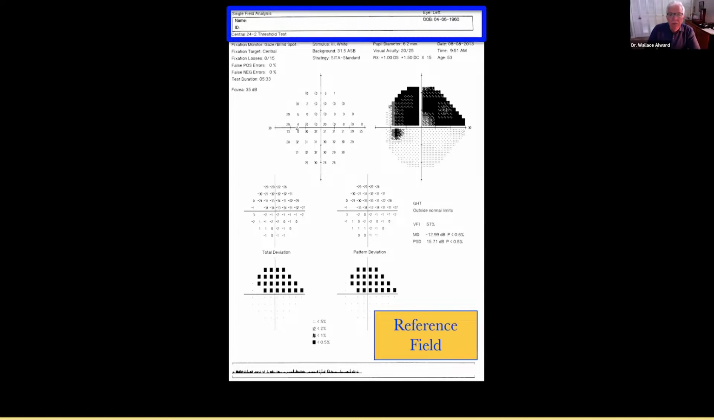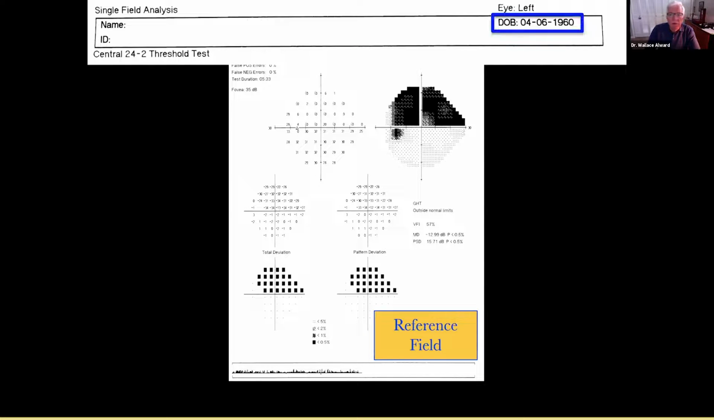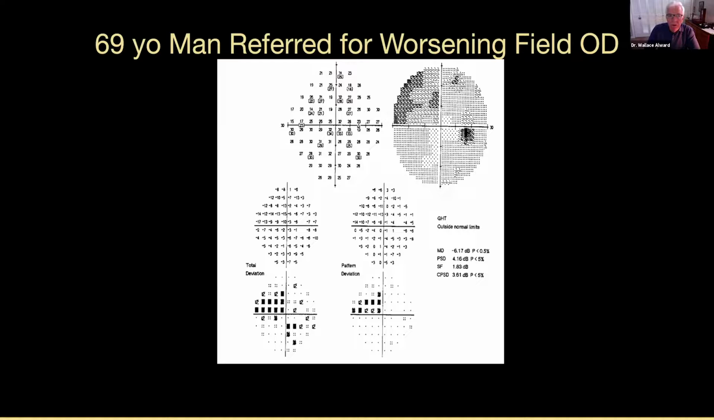So again, if we come back up here, date of birth, boy, rarely is this a problem, but it can be a problem. And if you're really struggling, and you're digging deep to figure out why this patient's field has changed, you might want to check and make sure they didn't misenter the date of birth. This is a man who drove from very far away because his field was worsening. You can see he has a superior defect there.